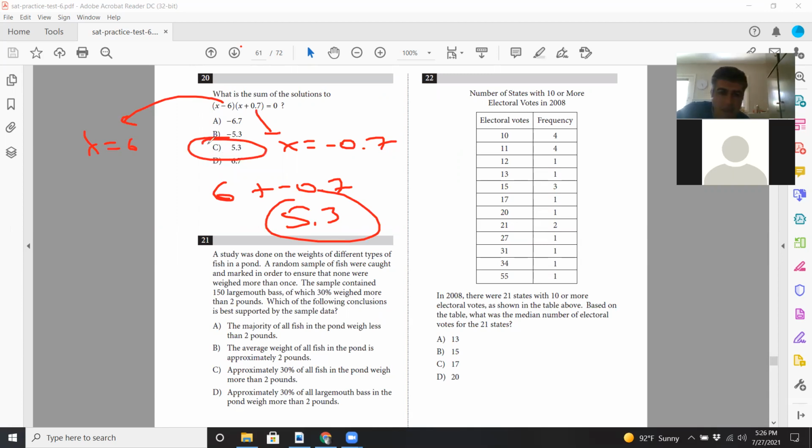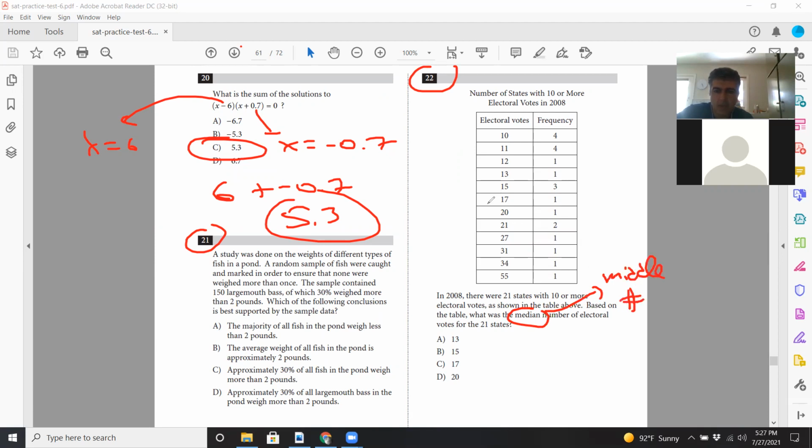Easy peasy. Now 21 is asking to consider another kind of survey or sample that's done, and it'll ask about the conclusion for that one. 22 asks about the median, which is the middle number.